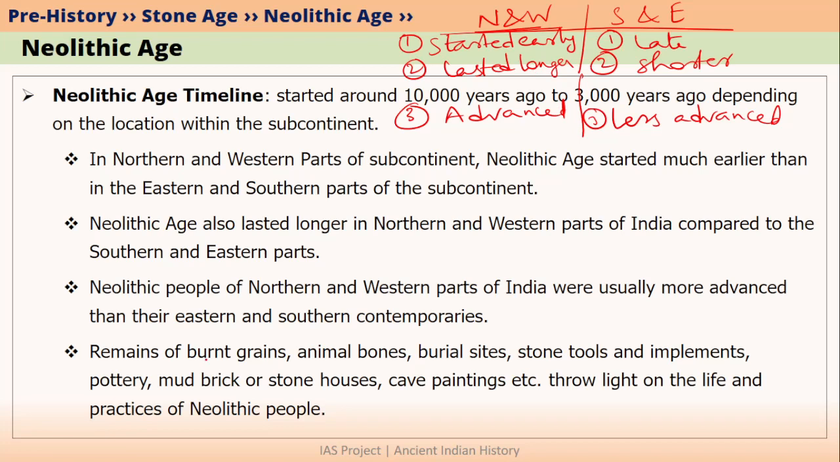We can know about Neolithic Age people from burnt grains, animal bones, burial sites, stone tools and implements, pottery, mud brick and stone houses, cave paintings and other archaeological remains. Please see here that in case of Paleolithic Age, we cannot use burnt grains, pottery or even houses because these three things did not exist in Paleolithic Age. However, these three things can be used to study Neolithic Age.